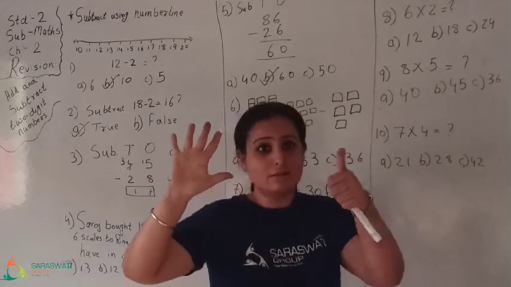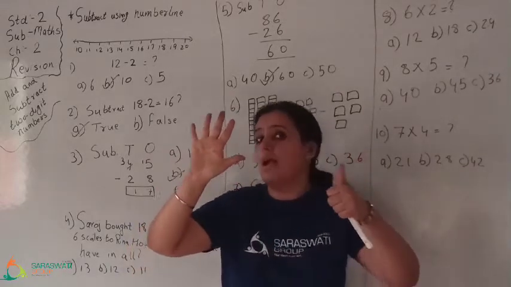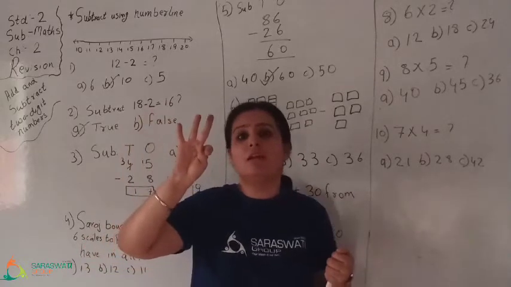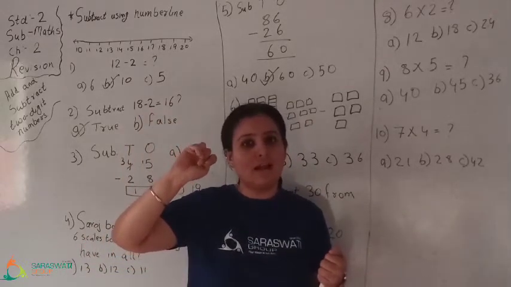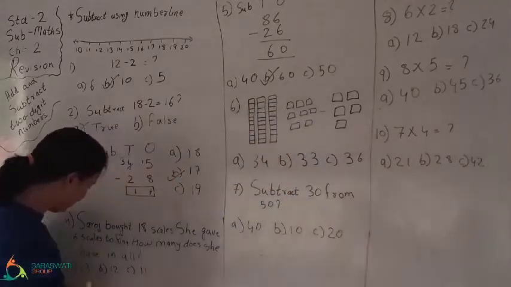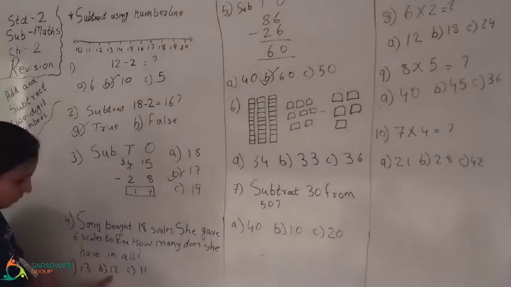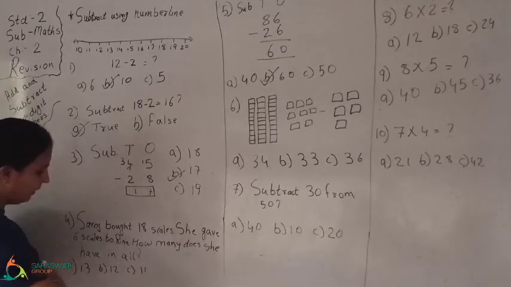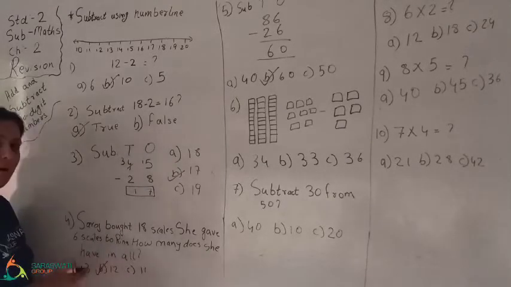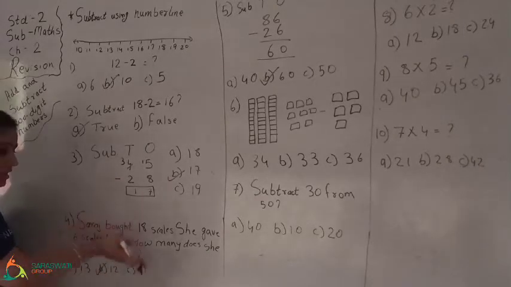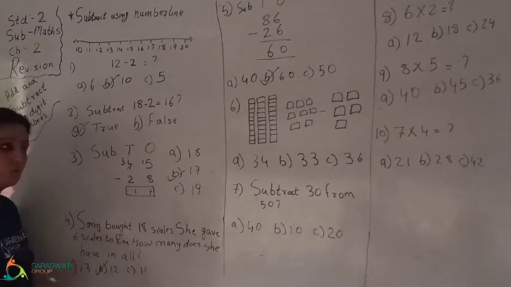So let us deduct 6 by backward counting. 18 minus 6, 17, 16, 15, 14, 13 and 12. What is the answer? 12. So let us check which is 12 in this. A is 13, B is 12 and C is 11. Which is the right answer? B. So we will give a tick to B. So these are story sums or word problems. Okay, these types of sums can be asked also in exam.